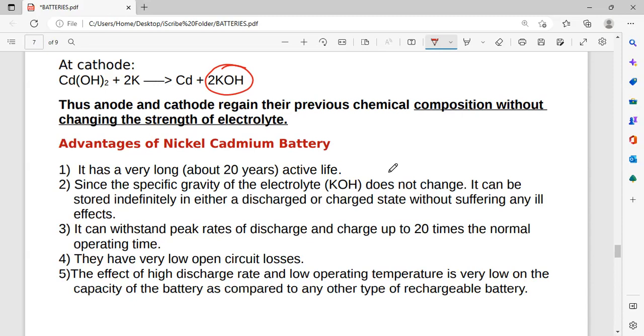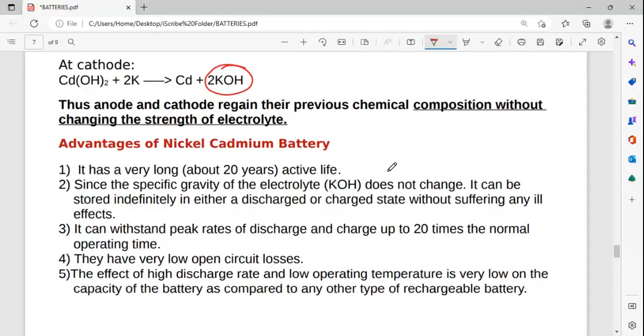Point number three, it can withstand peak rates of discharge and charging up to 20 times the normal operating rate. We saw that this is because its internal resistance is very, very low. They have very low open circuit losses, so no current is going to flow because of that low internal resistance. Whereas your lead acid battery has internal resistance which is much higher than that of nickel cadmium batteries, and therefore over a period of time, if you have charged it and it is not even connected to a circuit, it will be discharging through that internal resistance.